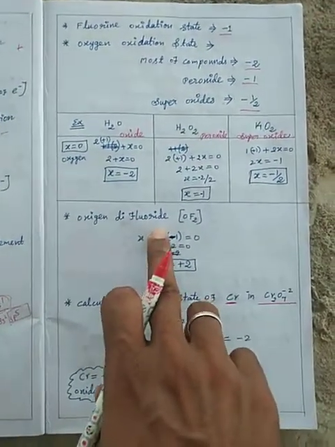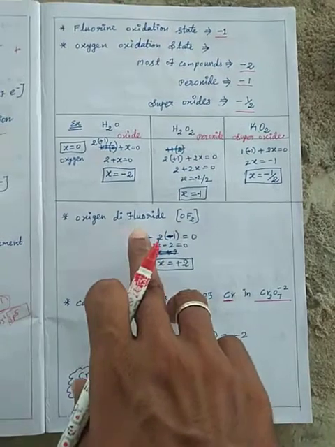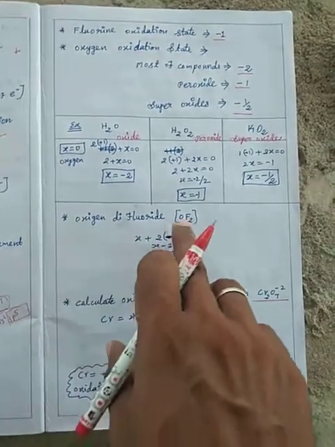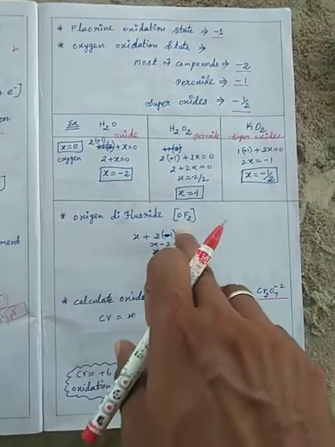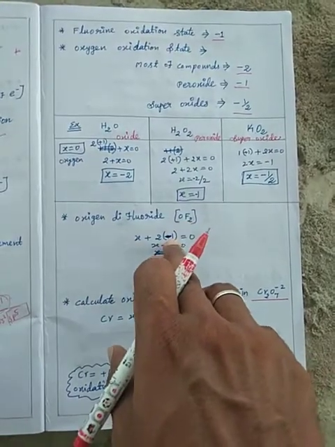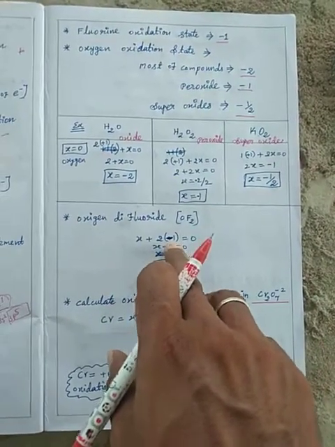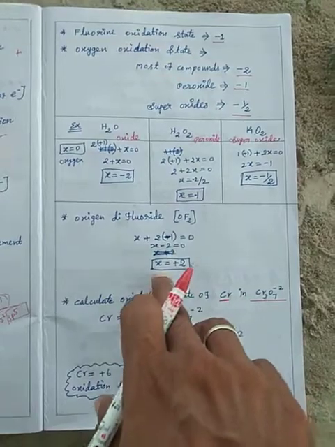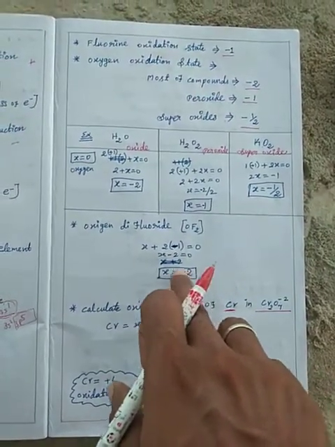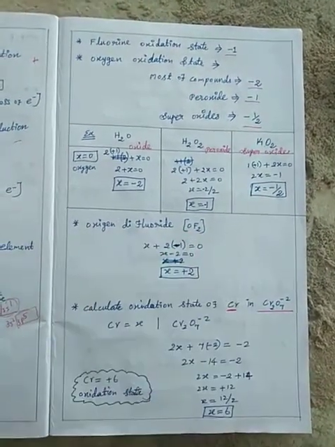Compared to the fluoride, in oxygen difluoride, oxygen is X plus 2 times fluorine in the oxidation state minus 1. So X minus 2, X equals plus 2, the oxidation state of oxygen in oxygen difluoride.